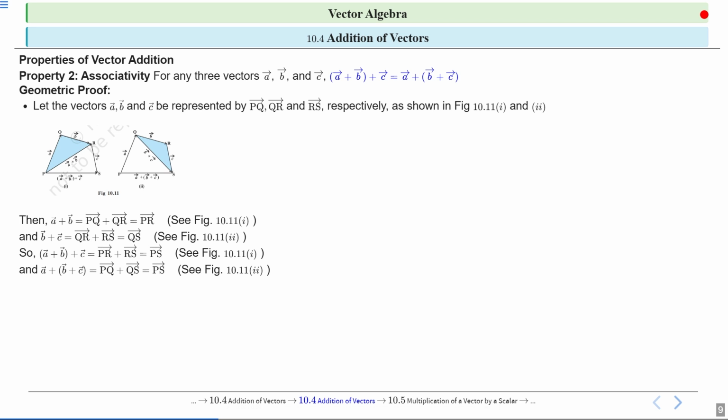And similarly, we add a vector to the sum of b vector and c vector, represented by PQ vector plus QS vector. We again get the segment PS vector. This is shown in figure 10.11. Both methods of grouping the vectors lead to the same result, right? Therefore, we can say that a vector plus b vector, plus c vector, will be equal to a vector plus b vector plus c vector, okay?